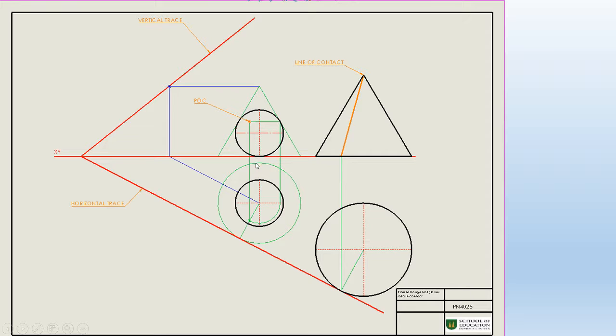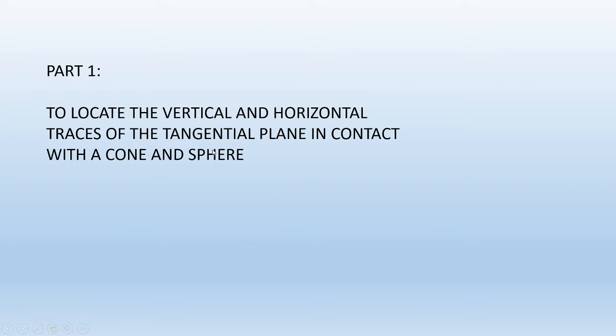Just a tip for when you're doing this at home, use different colors as it will help you to visualize it easier. So, part 1 is to locate the vertical and horizontal traces of the tangential plane in contact with the cone and sphere. As one of the solids is a sphere, the horizontal trace of the plane won't touch off it. It can only touch the sphere at one point as it is a tangent. So what we must do is construct a tangential cone of the same inclination as the other one, and we know that this plane is a tangent to both of these cones.